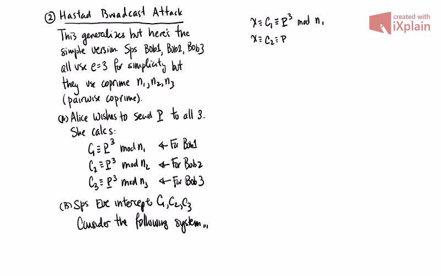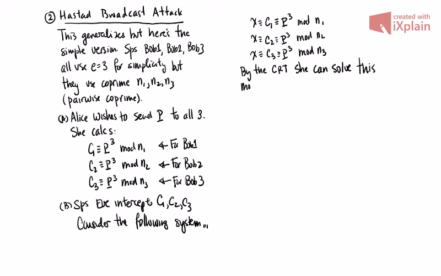So the second one, and the third one. Since the moduli are coprime, she can use the Chinese remainder theorem to solve this. And not only that, she can find the least non-negative residue mod the product. So just so we remember, she can solve it mod n1, n2, n3.